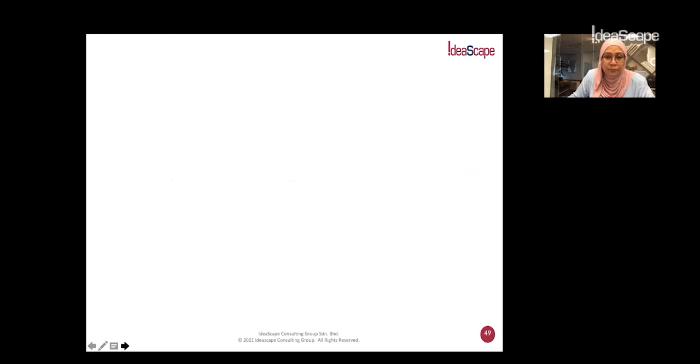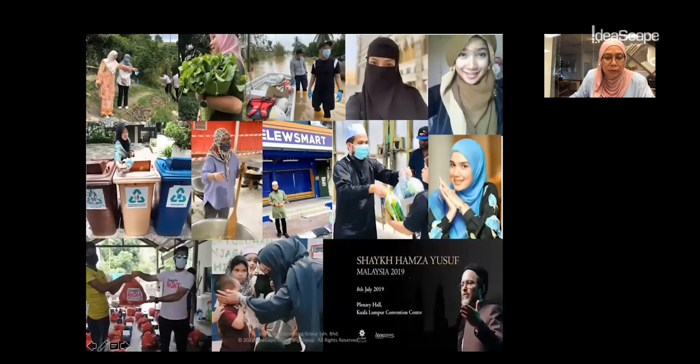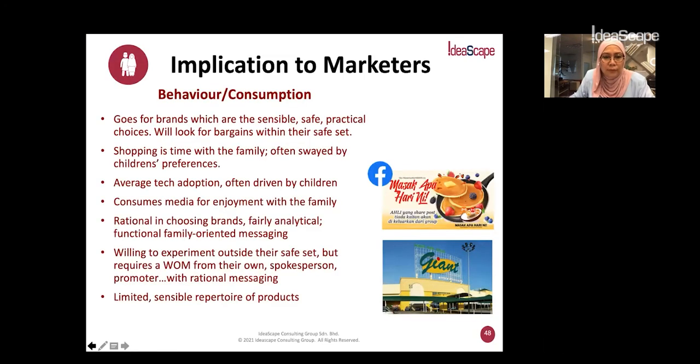Very rational. I haven't finished this. And their appetite for experiment is still, give me something I want to explore, but I want to explore within my safety net. So don't take them onto a roller coaster ride, yeah?